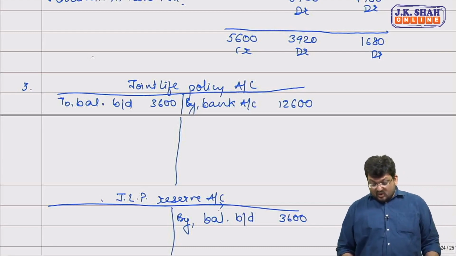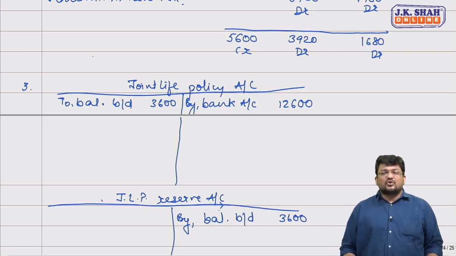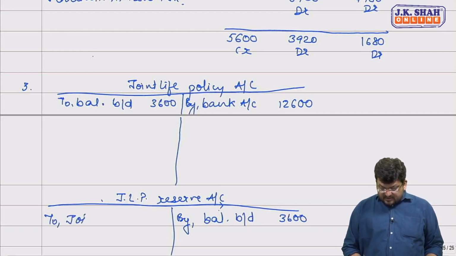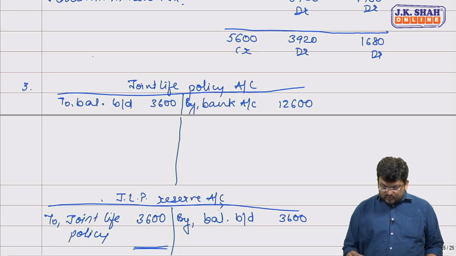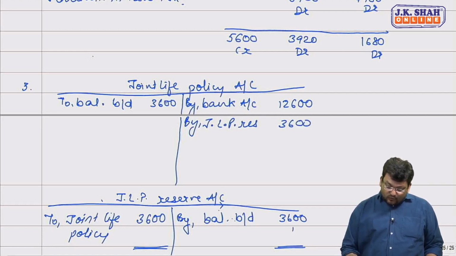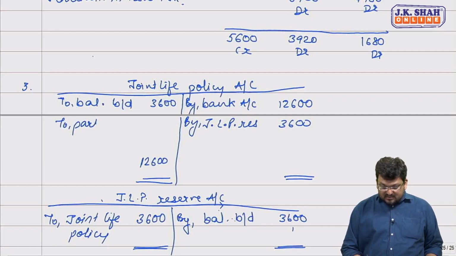Yes, sir. Also, after the policy has matured, is this JLP reserve required in future? No, sir. So we'll close the JLP reserve and transfer it to the joint life policy account. Joint life policy reserve will be closed and transferred to JLP. So in the joint life policy account, even joint life policy reserve will be credited. And now whatever balance is left in joint life policy is our profit, which will be distributed among partners.